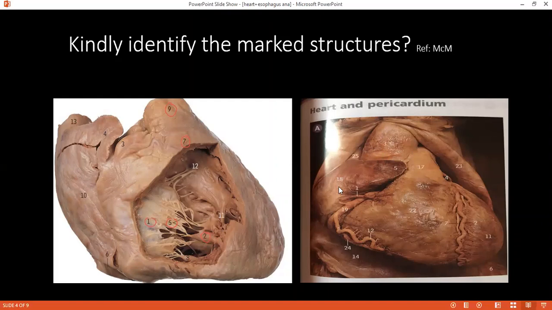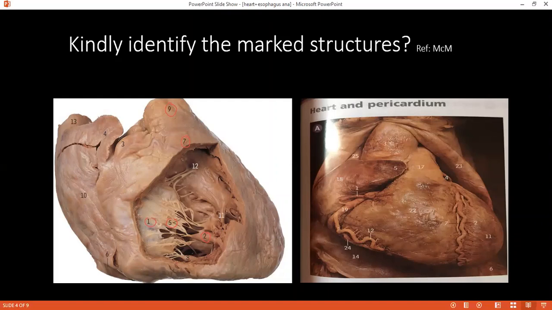If you can please identify 18 over here. It's auricle of right atrium. What is the significance of the right auricle? What is secreted by the right auricle? Sorry, ma'am. Okay, you'll tell me later, please.